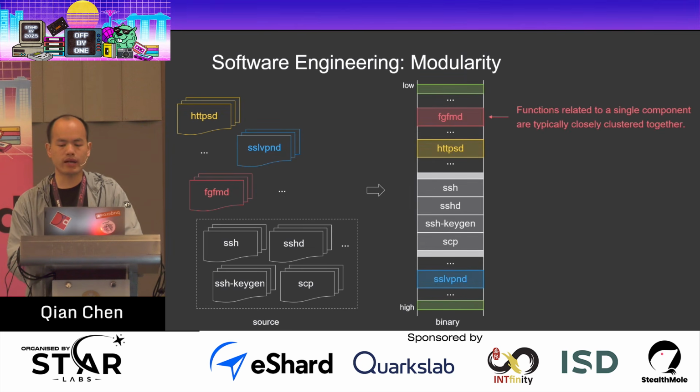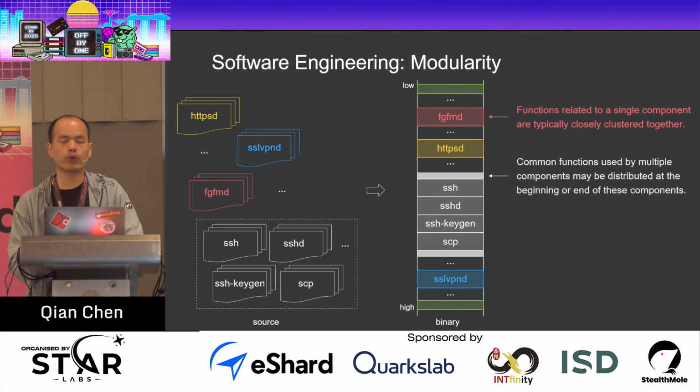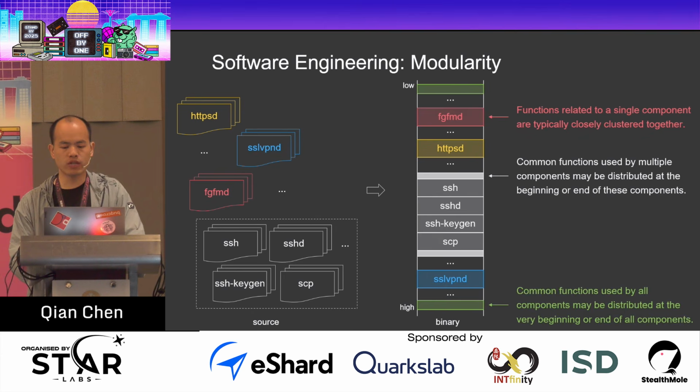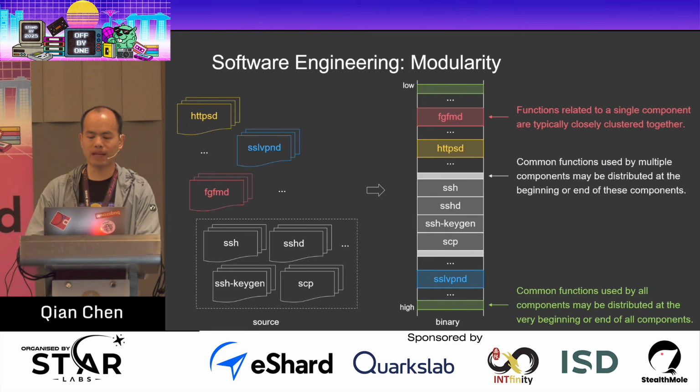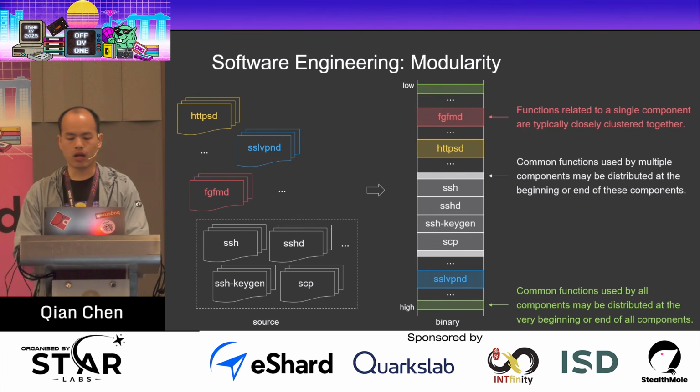Functions related to a single component are typically closely clustered together. Common functions shared between components are likely located at the beginning or the end of this cluster. General utility functions used across all components probably reside at the very beginning or end of the binary. This assumption provides us with a starting point for attempting to logically separate the components within this massive binary.